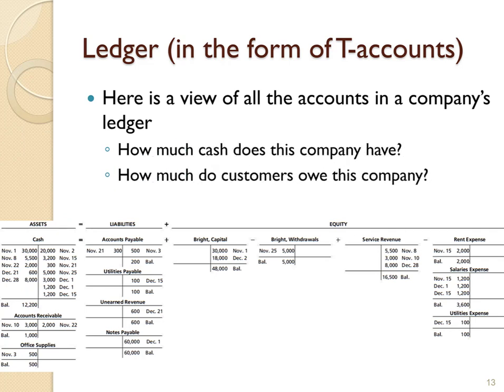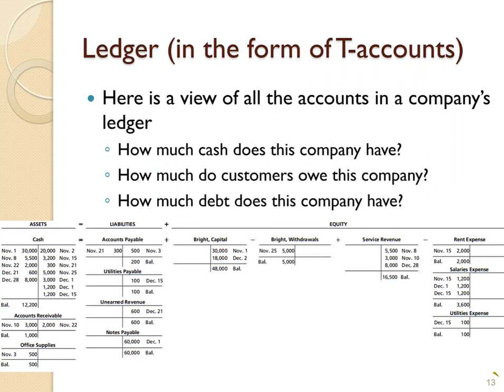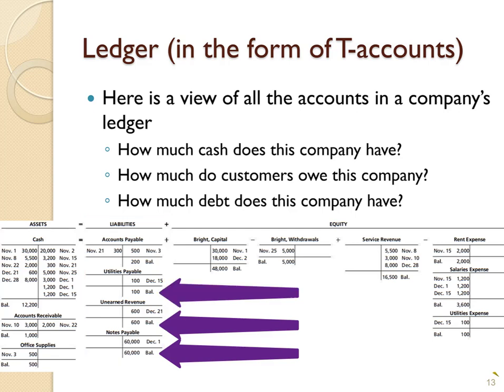How much do customers owe this company? So which account shows how much customers owe the company? Well, that's accounts receivable, and the balance is $1,000. So customers owe this company $1,000. How much debt does this company have? Remember, debt is liabilities. How many liabilities do they have? They got 4 liabilities: accounts payable, utilities payable, unearned revenue, which we'll define later, and notes payable. So it looks like they owe $60,000 plus $600 plus $100 plus $200.